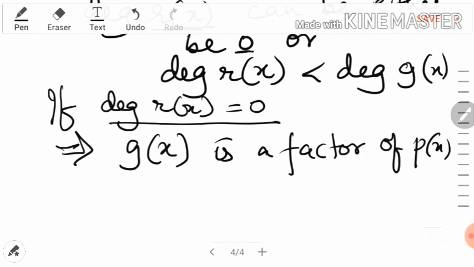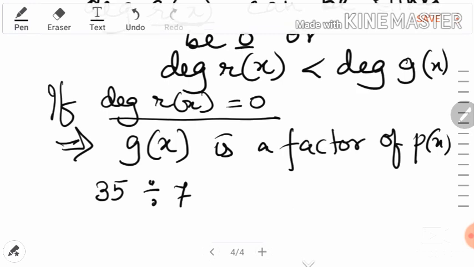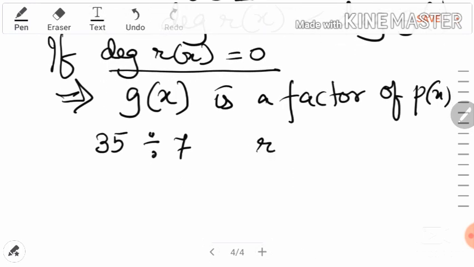I'll take numbers to explain this. When 35 is divided by 7, then what is the remainder? 0, and the quotient is 5. Because 7 times 5 is 35. That means 7 divides 35 exactly. And therefore we can say 7 is a factor when the remainder is 0.